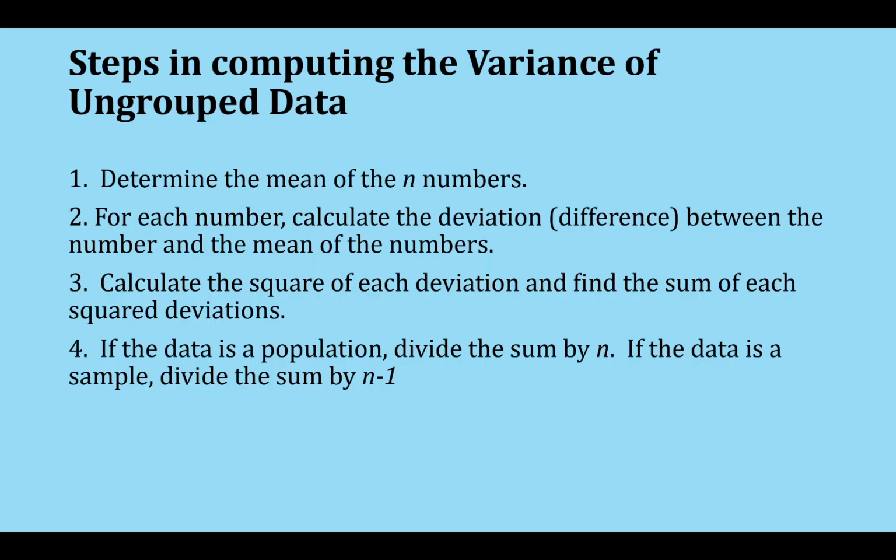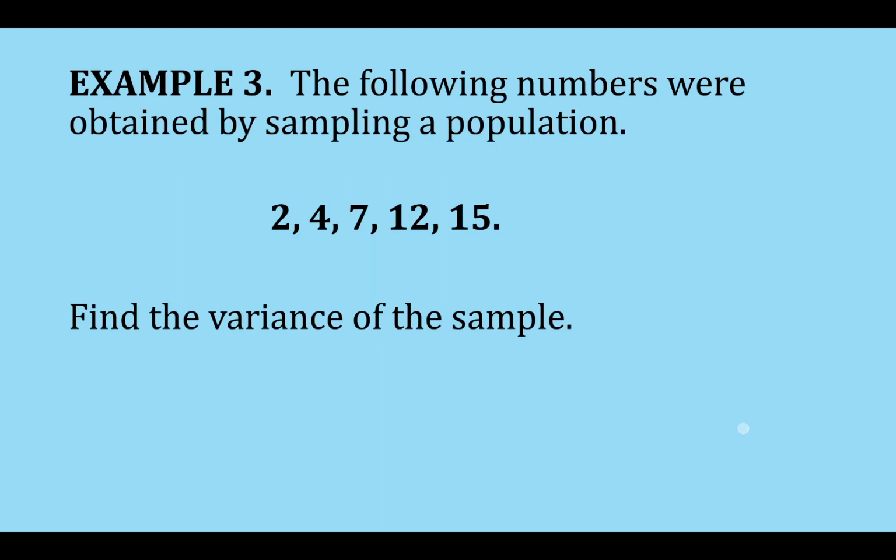We have here 4 steps in computing the variance of ungrouped data. First, determine the mean of the n numbers. Second, for each number, calculate the deviation or difference between the number and the mean. Third, calculate the square of each deviation and find the sum of the squared deviations. Fourth, if the data is a population, divide the sum by n. If the data is a sample, divide the sum by n minus 1.